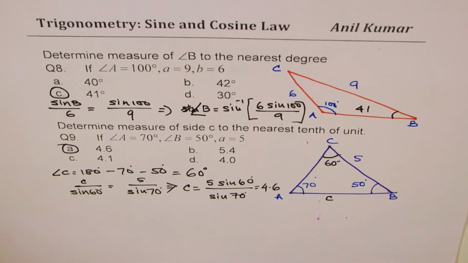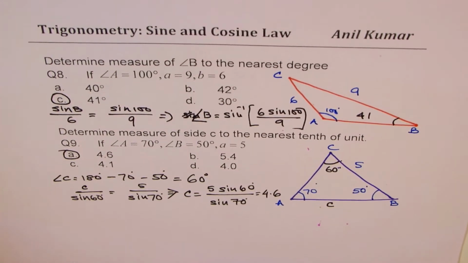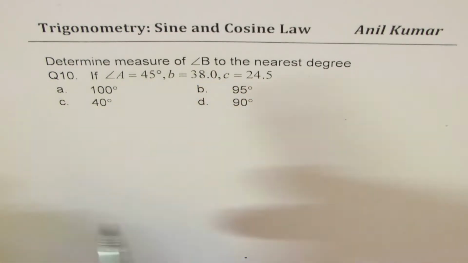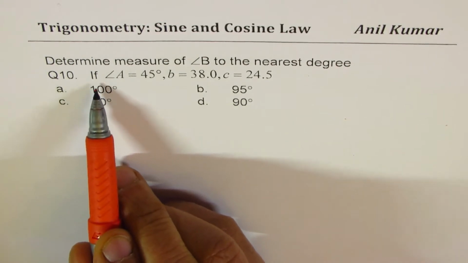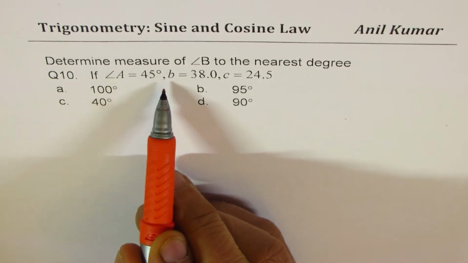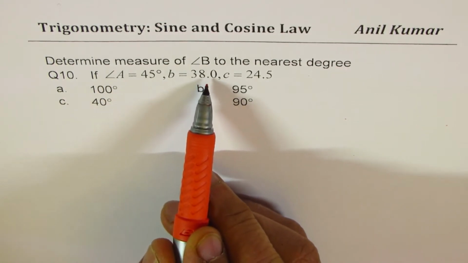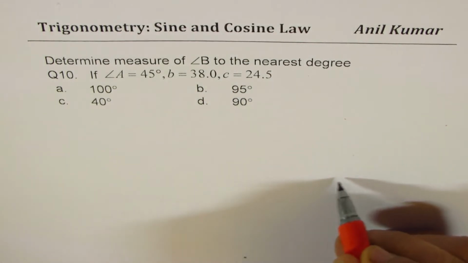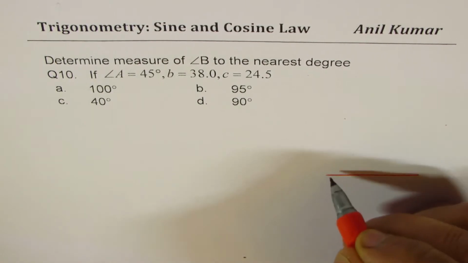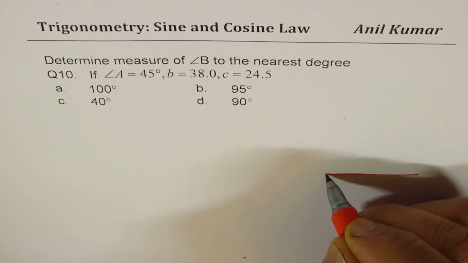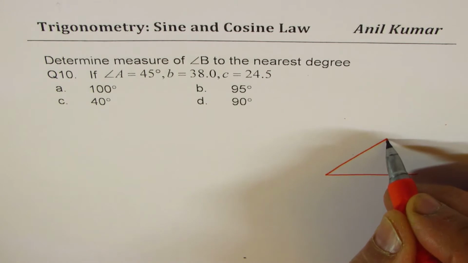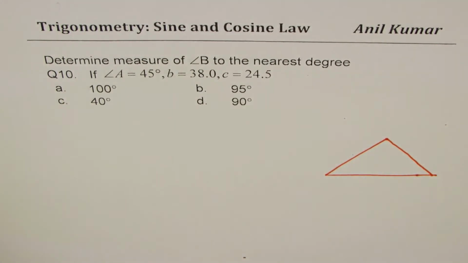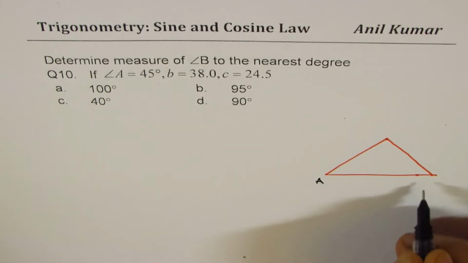So let's move on to question number 10. Determine measure of angle B to the nearest degree. Question 10 is, if angle A is 45 degrees, B is 38.0 and C is 24.5. So let me sketch a triangle here and then we'll solve it. We are given 45 degrees as one angle. The other angles are not known to us. We know 2 sides. So the triangle here is ABC.